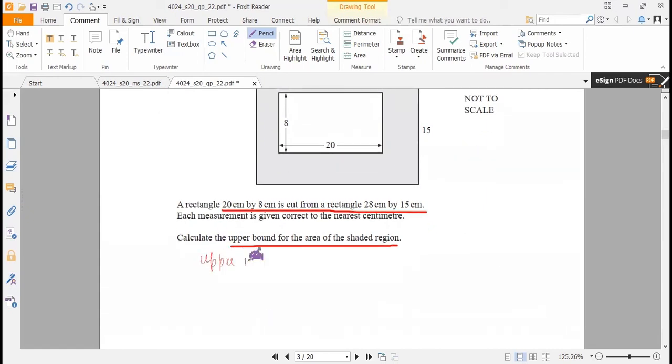So for the upper bound, it means that we need maximum area minus minimum area. Okay, we need to cut that. We need to do that again.